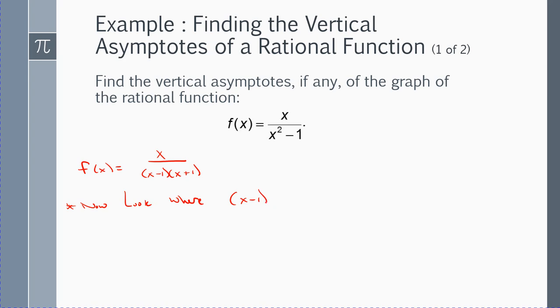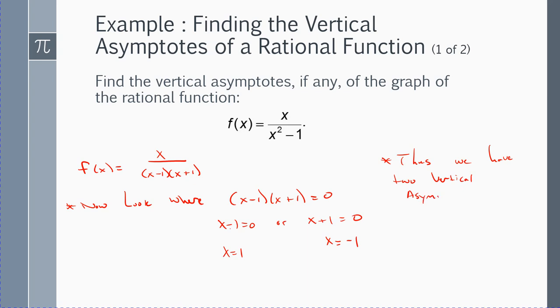So now look where x minus 1 times x plus 1 is equal to 0. If you set x minus 1 equal to 0 or x plus 1 equal to 0, you see that you get 2 solutions: x is equal to 1 or x is equal to minus 1. Thus we have 2 vertical asymptotes. The first one is at x is equal to negative 1, and the second one is at the line x is equal to 1.